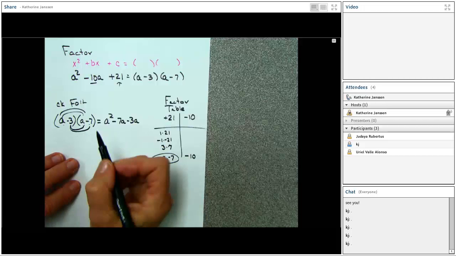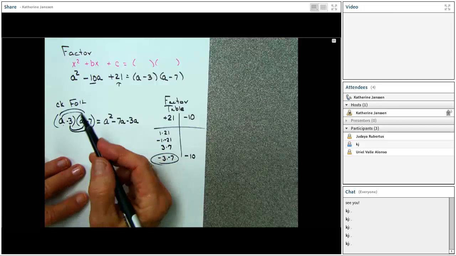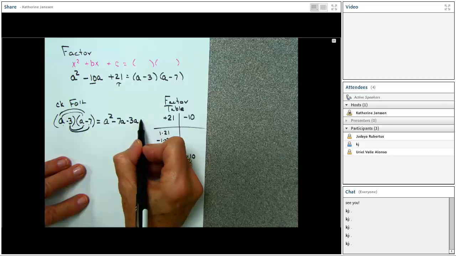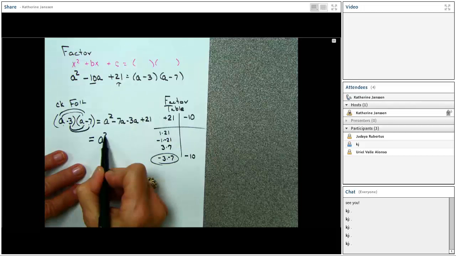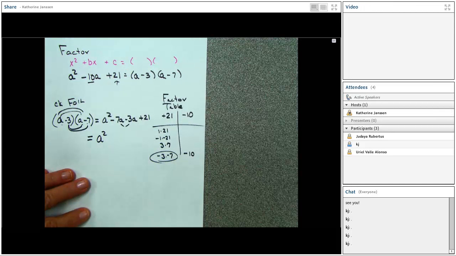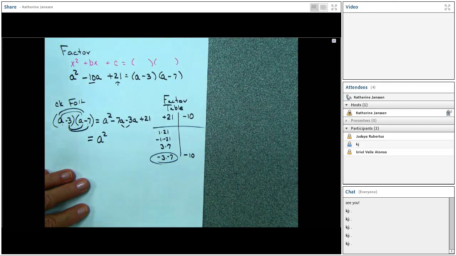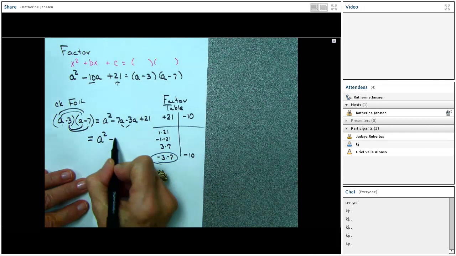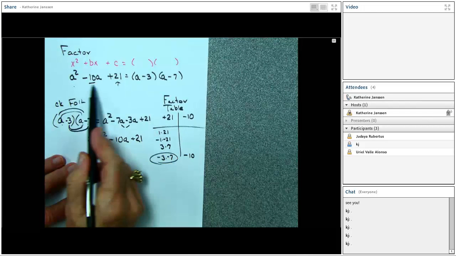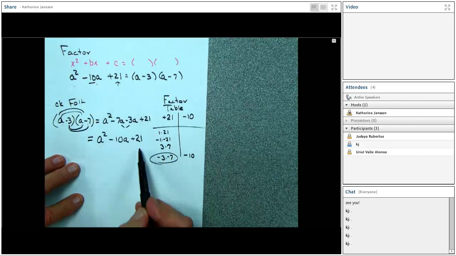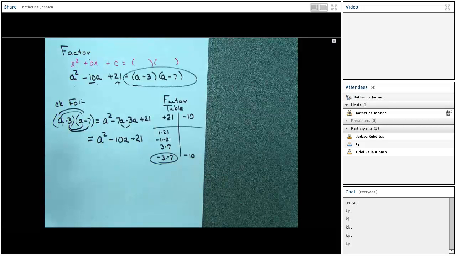And the last terms, a negative times a negative is going to be positive. 3 times 7 is 21. A squared, collecting like middle terms: a negative 7a plus a negative 3a is a negative 10a, plus 21. A squared minus 10a plus 21. You can circle your factored answer.